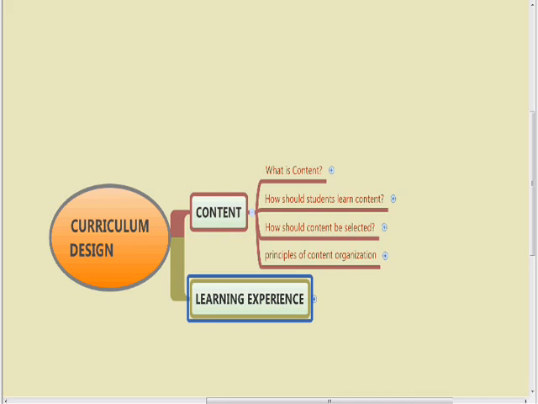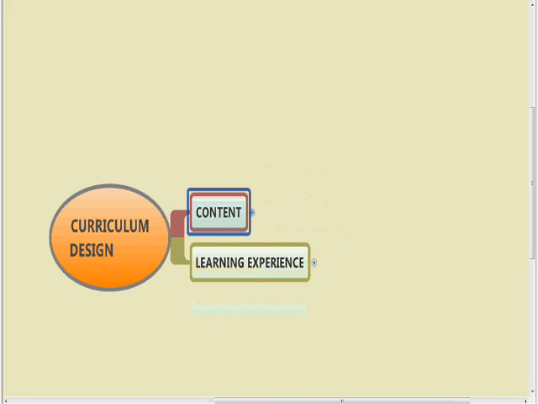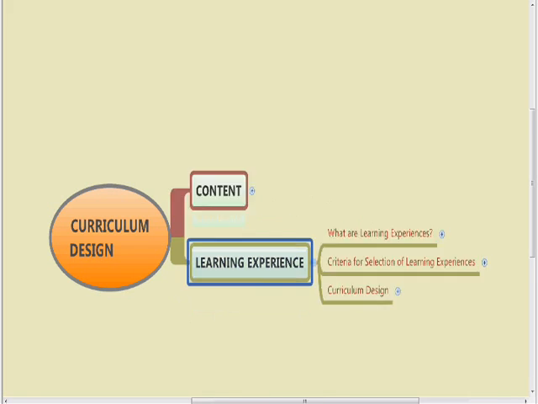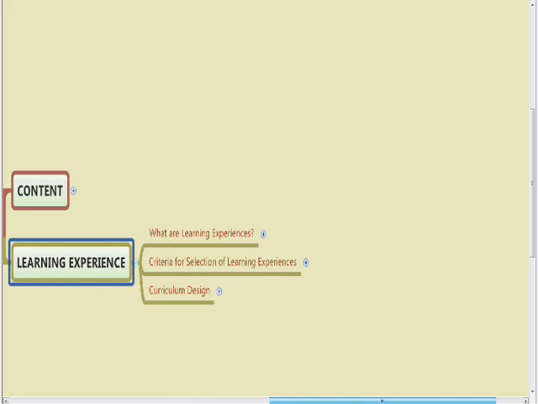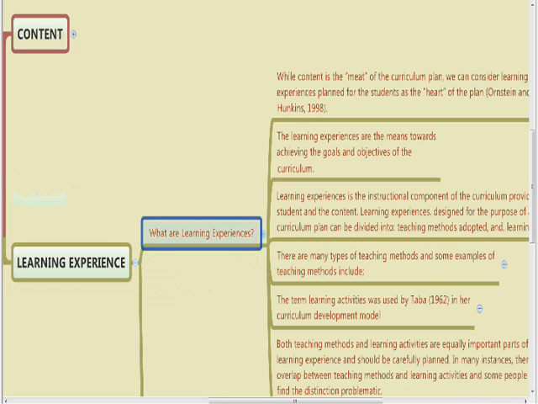Then we will move now into the notion of learning experience. The learning experience itself, we will cover from three different perspectives: what are learning experiences, criteria for selection of learning experiences, and curriculum design. Now when you come to the first one, what are the learning experiences? Let's drill that down.